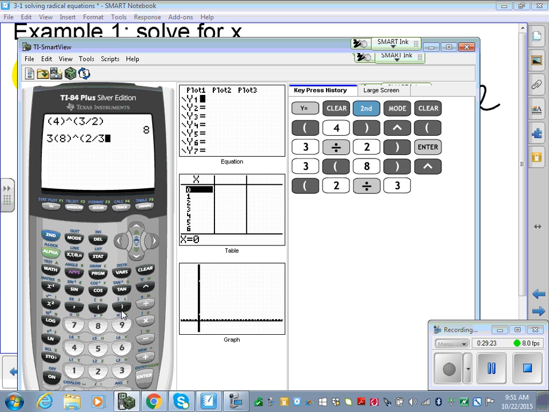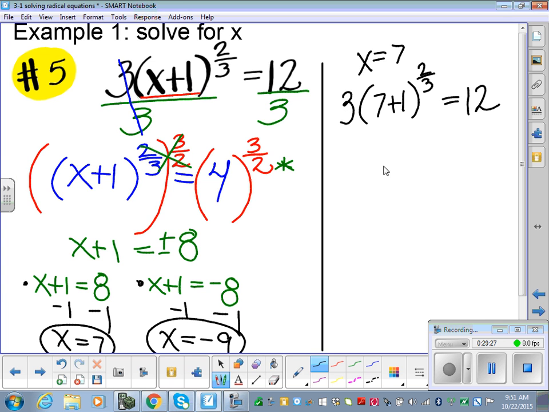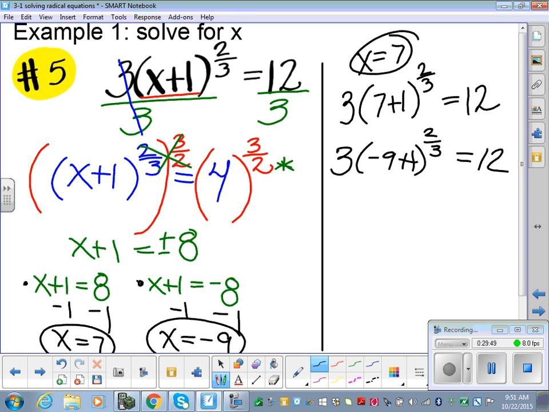I check it. 12. Is 12 equal to 12? Yes, so that answer gets to stay. Now let's check negative 9. So x is equal to 7 gets to stay. Then if we check our other answer, negative 9, we'll do the same thing. So 3 times negative 9 plus 1 raised to the 2/3 power, it better equal 12. So you'll type that into your calculator.